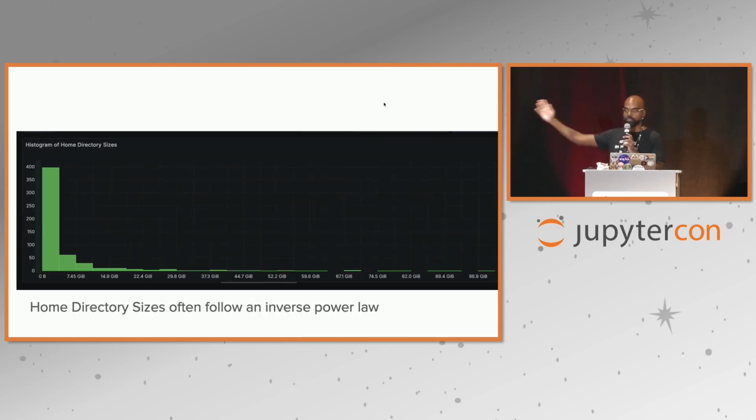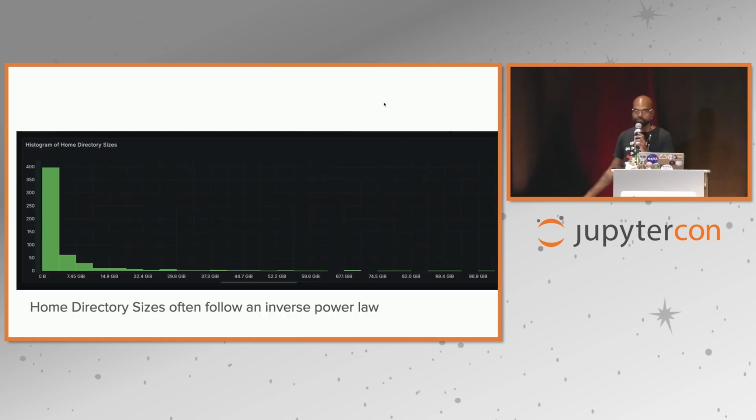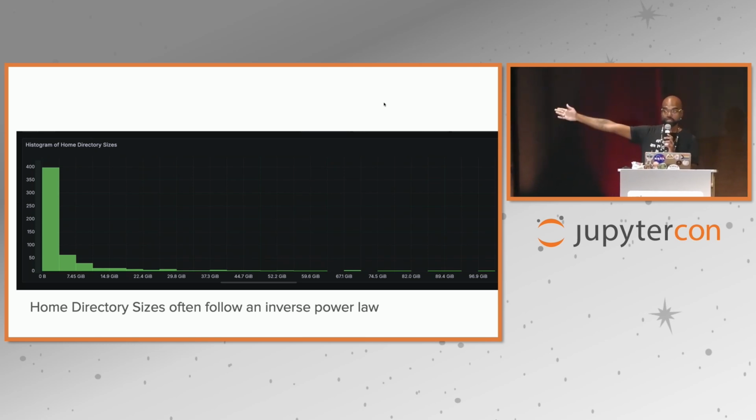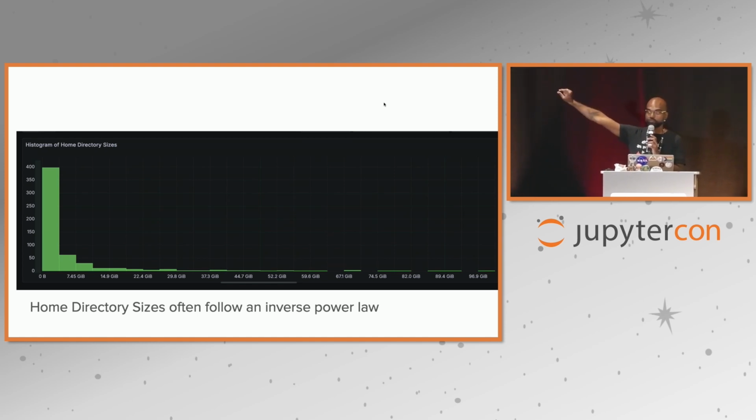So this is a graph from one of the communities we support, OpenScapes. We currently have them on a 100 gig limit. And you can see it's a histogram of home directory sizes. And you can see most users use very little, right?